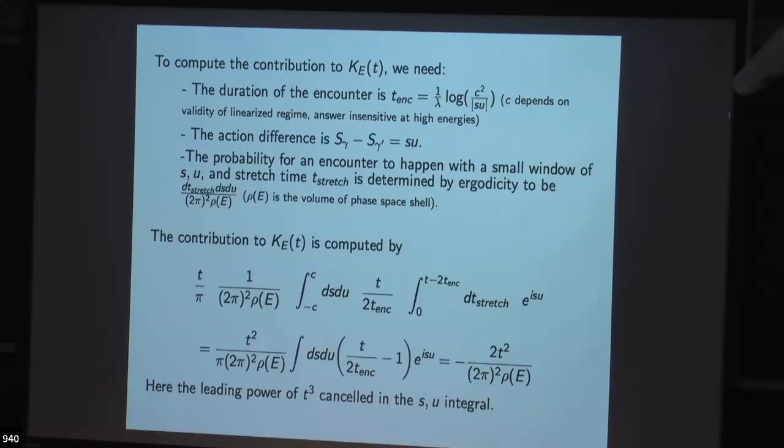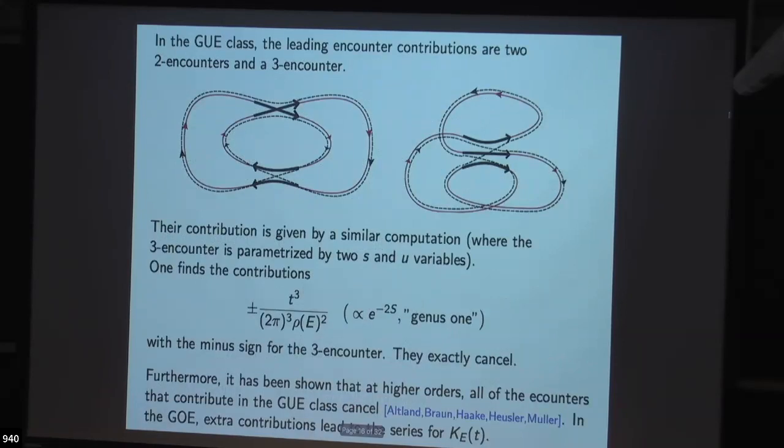So, just to say the main takeaway points: there's a minus sign which is going to be important because these things will have to cancel. The minus sign comes from the subleading correction. There's a 1 over rho just because for an encounter to happen, the probability is suppressed by the volume of phase space, and this t squared comes from counting various zero modes of the encounter. So that was for this GOE case.